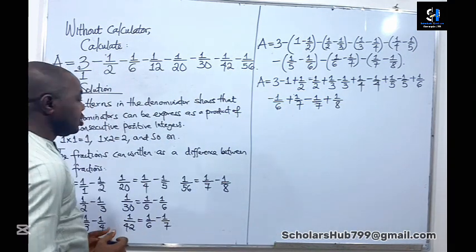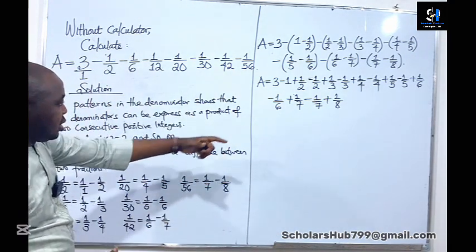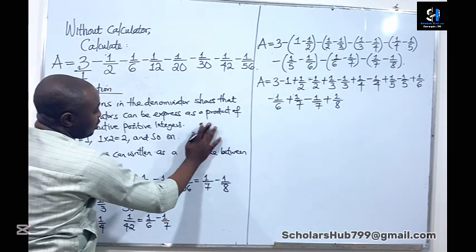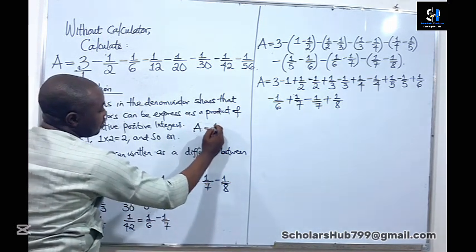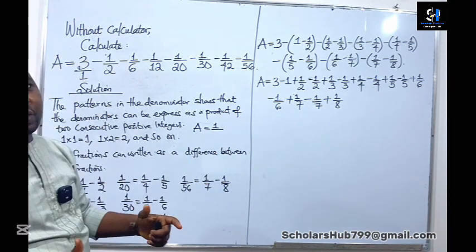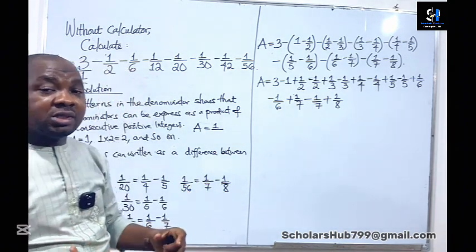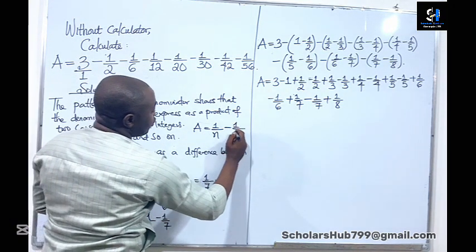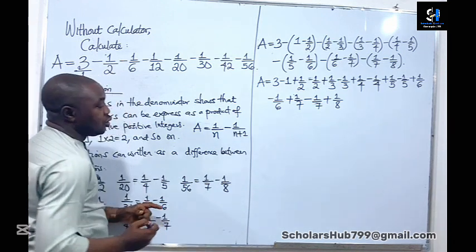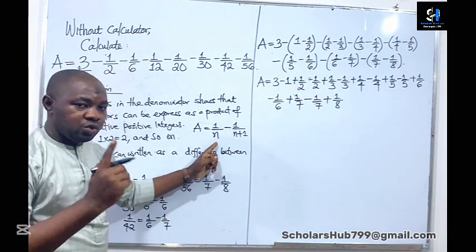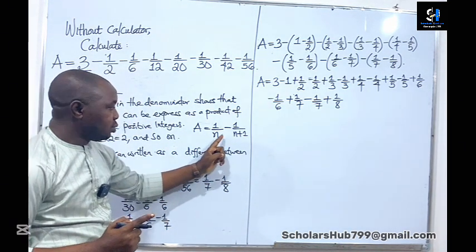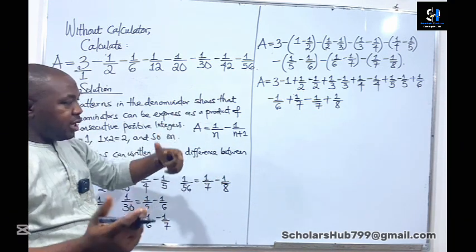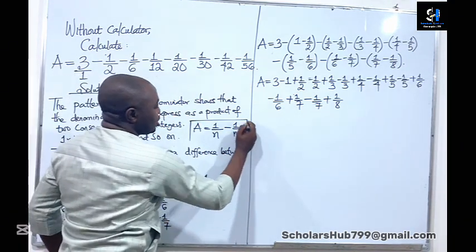What I've done here is that I made use of the pattern, which shows that each fraction can be written as a difference between two fractions, like 1 over n minus 1 over n plus 1. So when the value of n is 1, this will be 1 over 1 minus 1 over 1 plus 1, which will be 2, like that. When the value is 2, like that. So this is very important.